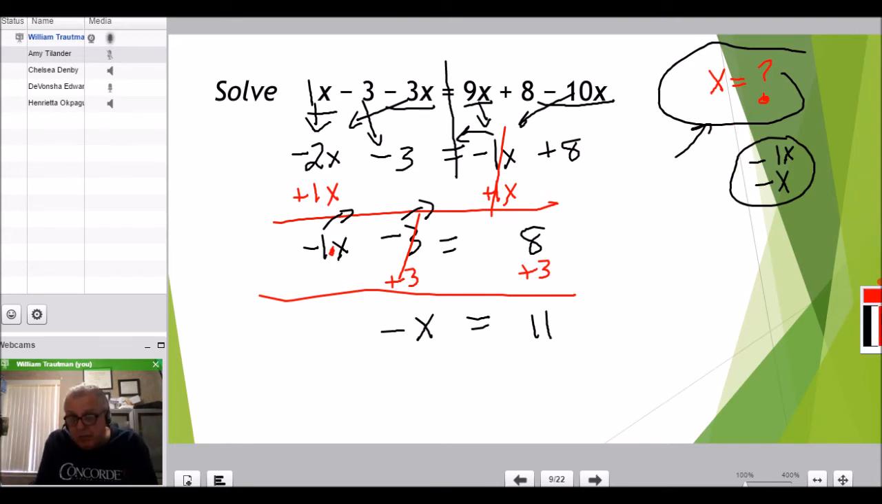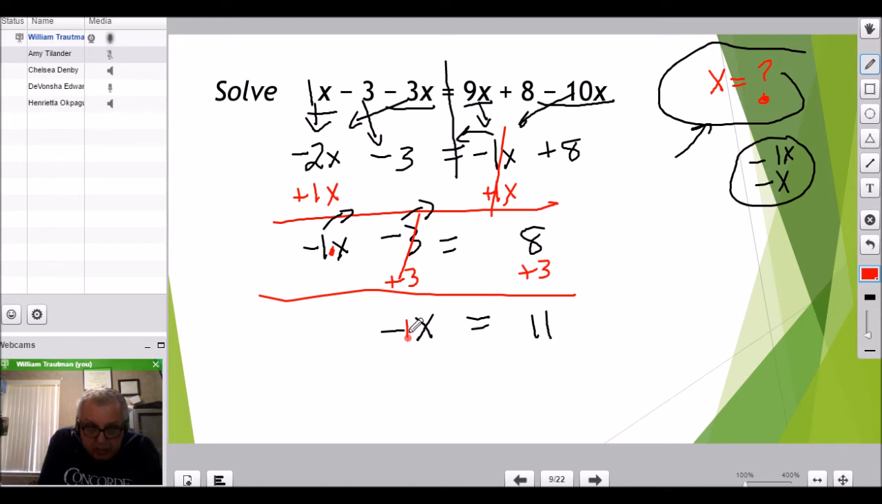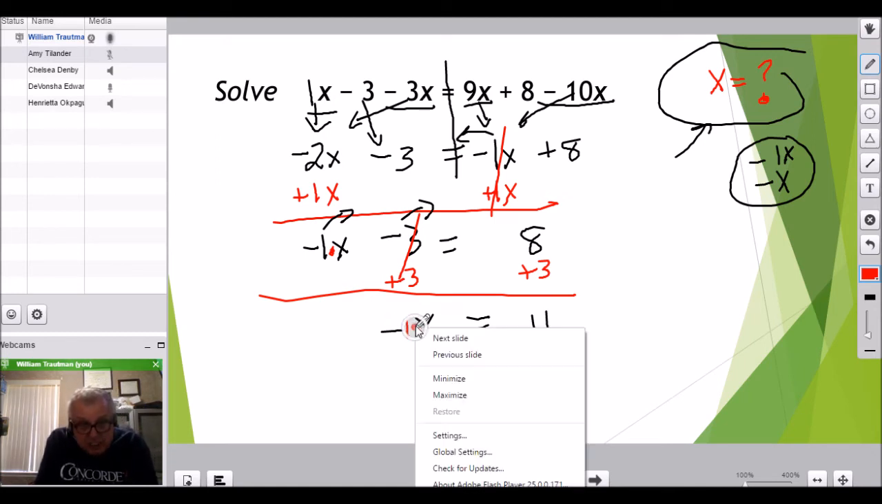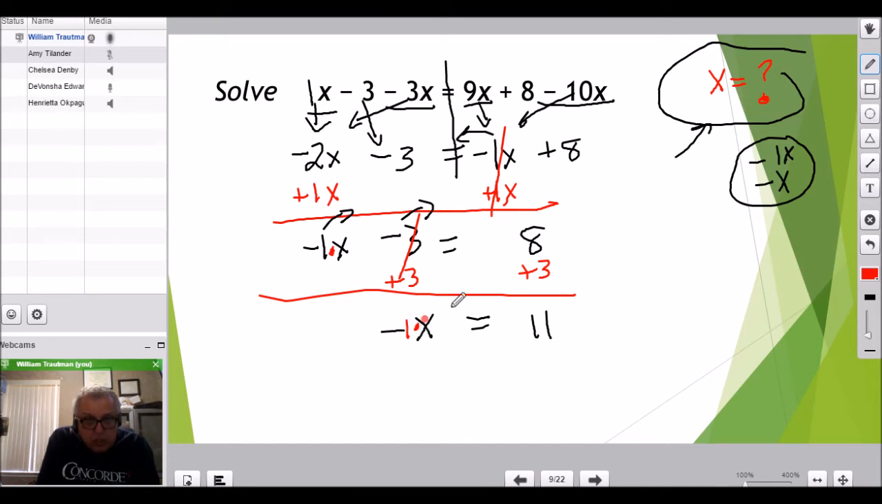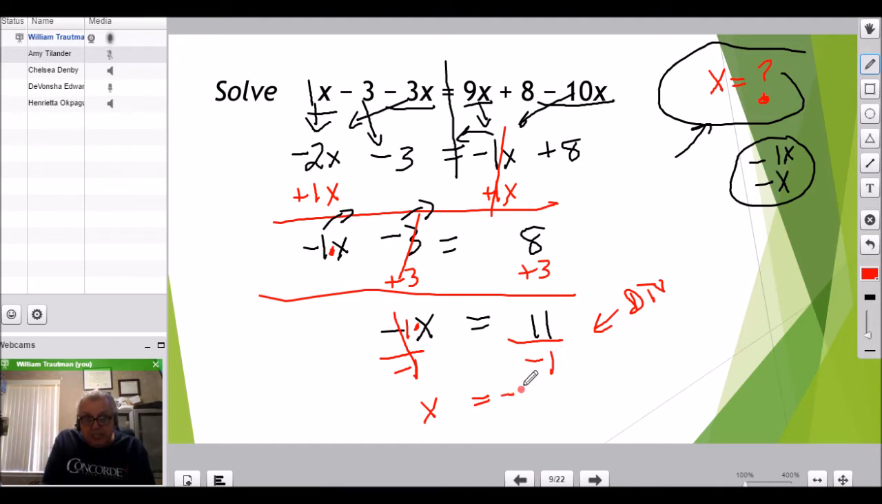So it might be beneficial to keep the 1 there and just know what the minus 1 is doing to the x. It's actually multiplying. So to get rid of a minus 1, you divide by that same number. You divide by a negative 1. Negative divided by negative is 1. Another way of writing 1x is just x. 11 divided by a negative 1 is a negative 11.